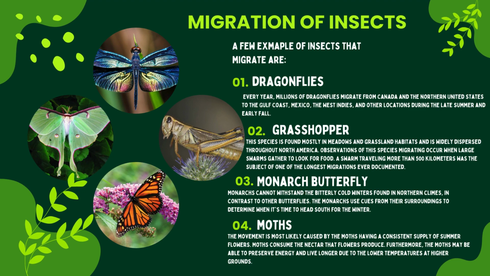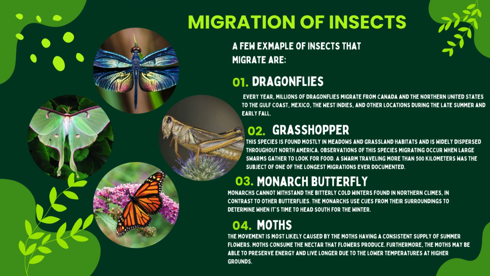The second is the grasshopper. This species is found mostly in meadows and grassland habitats, and it is closely dispersed through Northern America. Observations of this species migrating occur when large swarms gather to look for food. A swarm traveling more than 500 kilometers was the subject of one of the longest migrations ever documented.